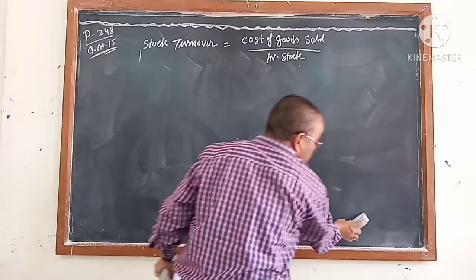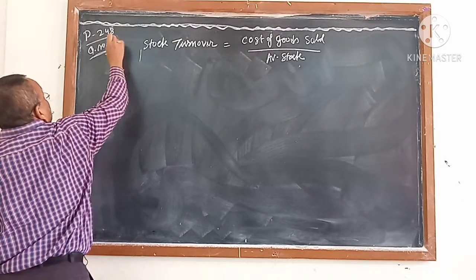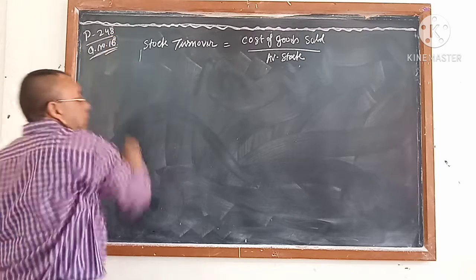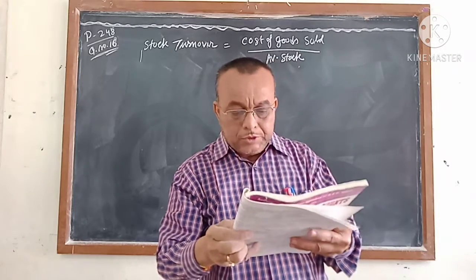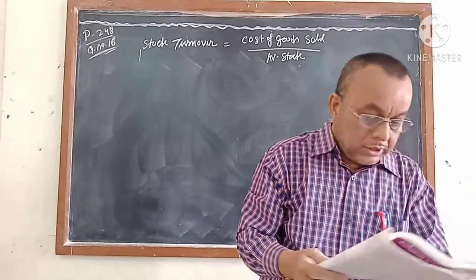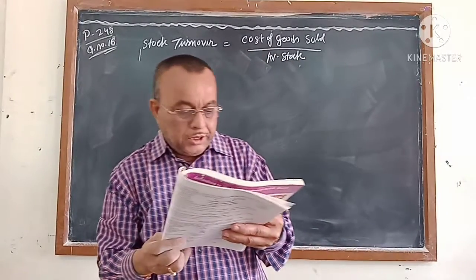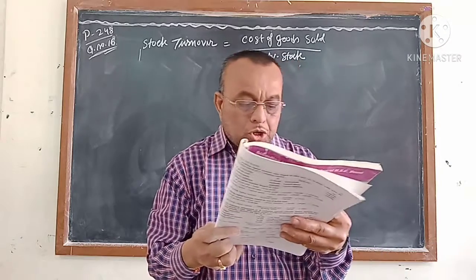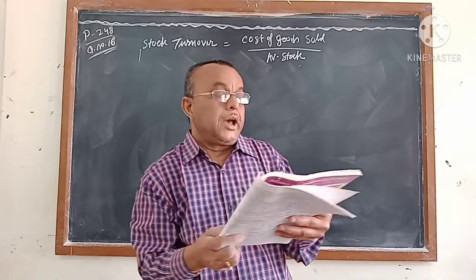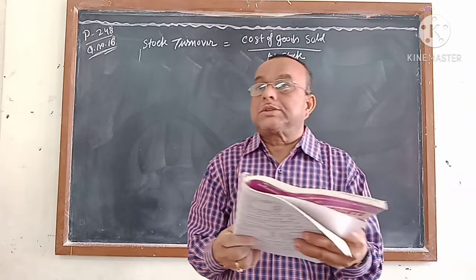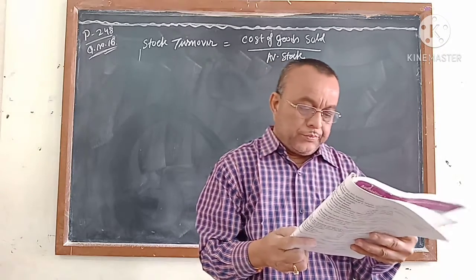Let me read question number 16. Calculate the stock turnover ratio from the following information of Y Company Limited. Now we are going to find out the stock turnover ratio on the basis of Y Company Limited. Whatever is given: opening stock, sales, purchase expense, closing stock, purchase and wages. 6 items are given. On the basis of that we have to find out the stock turnover ratio.